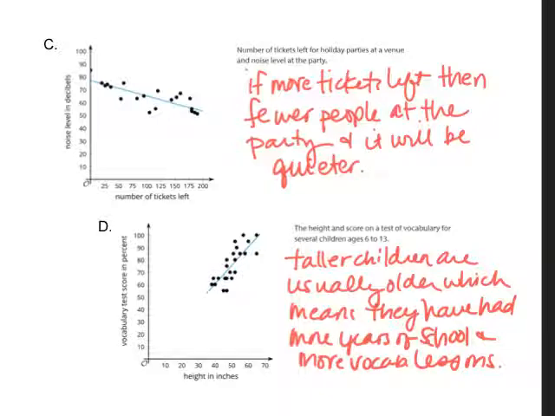Likewise in D, yes, taller children are usually older, and that means they'd have more years in school. What happens here is we have some additional variables, and there's probably a lot more factors going into why those vocab test scores also go up. So you cannot argue that these are direct causal relationships.